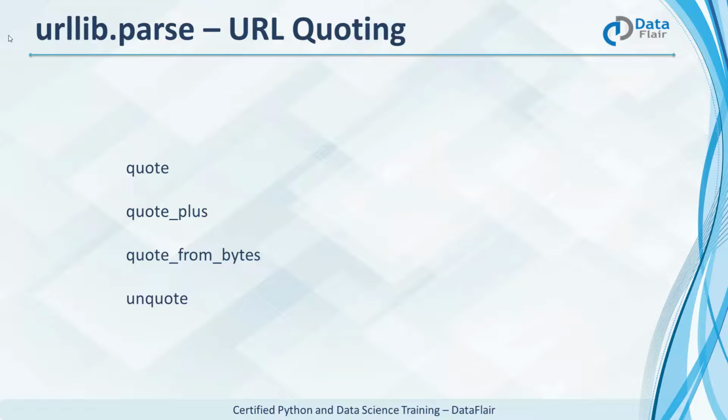Now unquote replaces the %XX escapes by whatever character they are equivalent to. Unquote plus also replaces plus signs by spaces. And unquote to bytes replaces the escapes by whatever single octet they are equivalent to and returns a bytes object. URL encode takes a mapping object or a sequence of 2-element tuples to a %encoded ASCII text string.